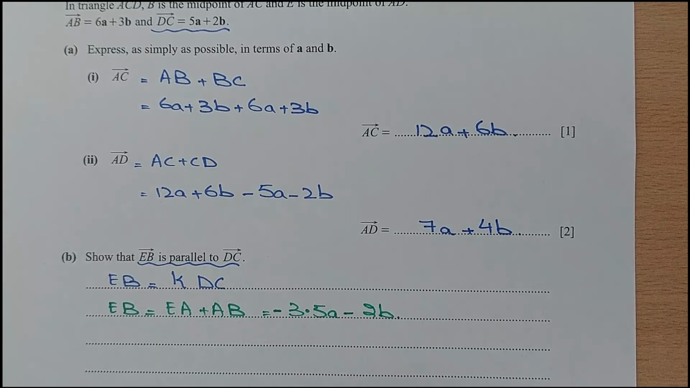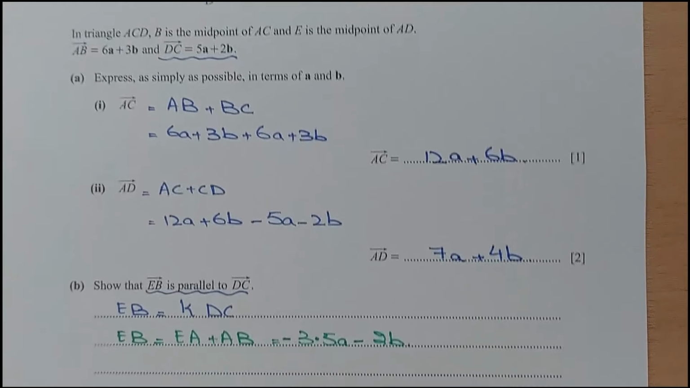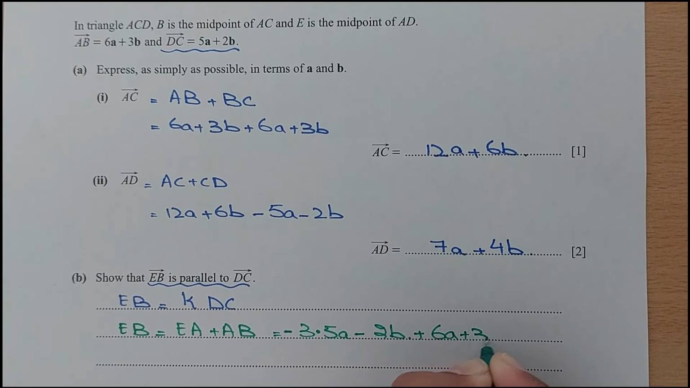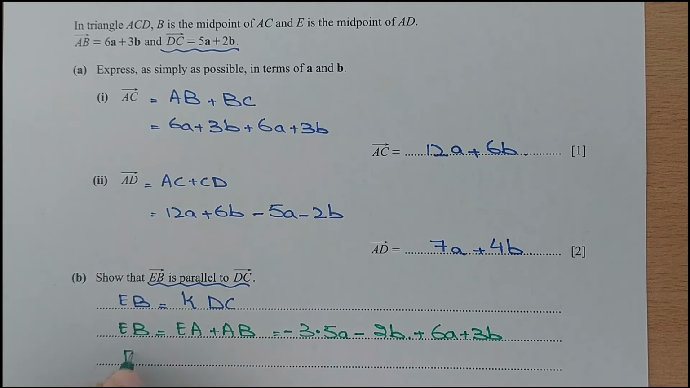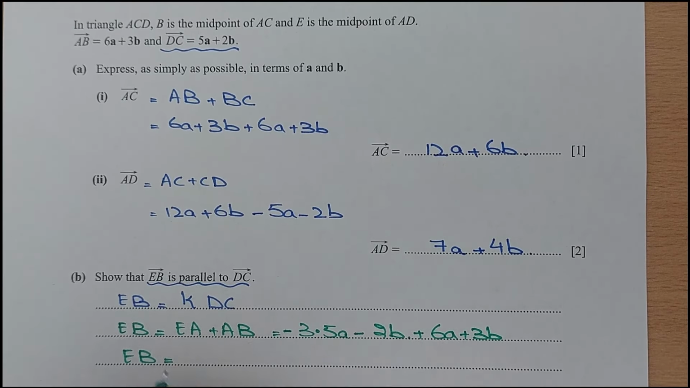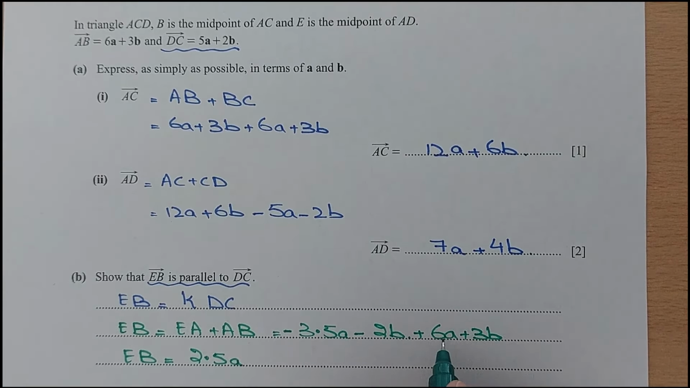And then AB, A to B, we know that this is 6A plus 3B, right? So EB equals 6 subtract 3.5, so that is 2.5A, and 3 minus 2 is just 1B.